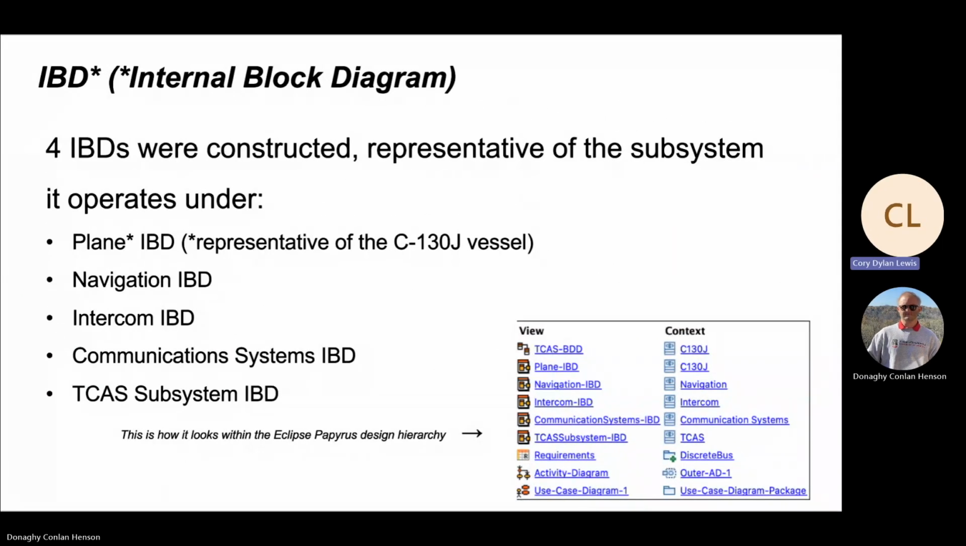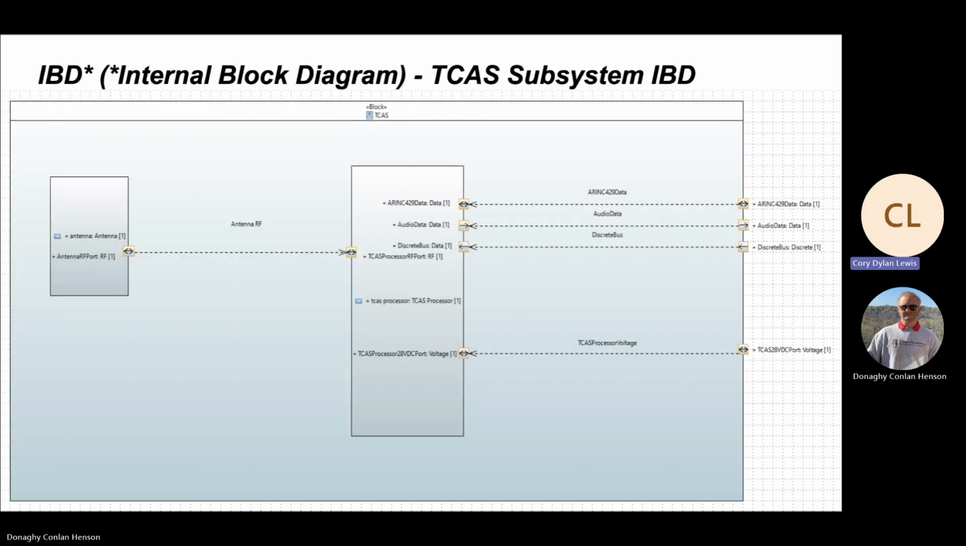All right, so the internal block diagram is the diagram for the plane. It's closer to the physical diagrams. It shows data flow, RF flow, voltage flow, and whether it's sending discrete values or not. As you can see from this TCAS block, you have the TCAS processor and the antenna. The antenna talks to the processor, giving it RF values, and the processor talks to the navigation block through the ARINC 429 data bus, the audio data bus, and the discrete data, which it is receiving from the navigation block, and it's also receiving voltage.